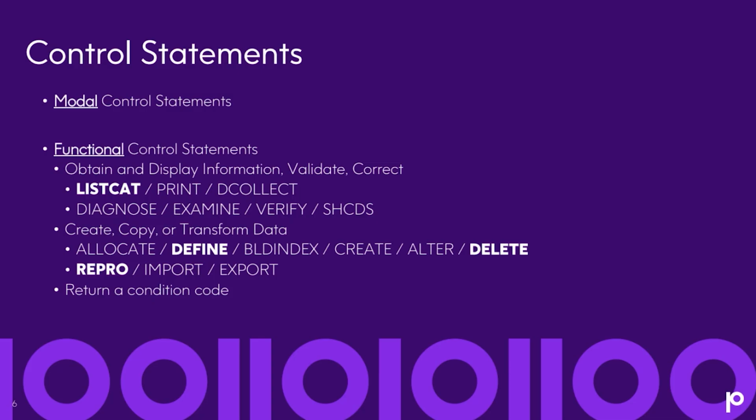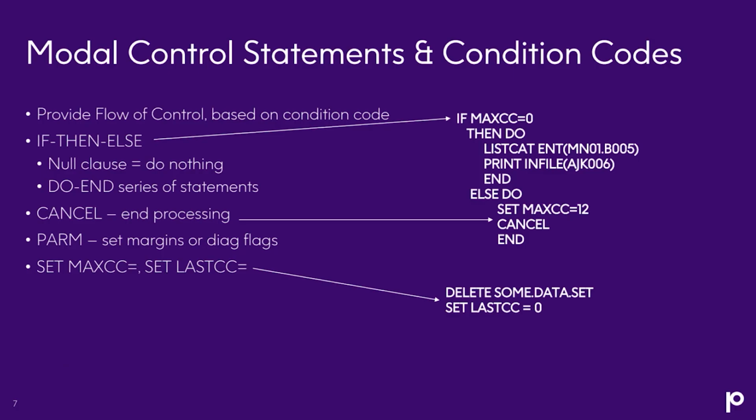But of the functional control statements besides LISTCAT, the big three are DEFINE, DELETE, obviously to delete any data set I'm interested in, and REPRO, which is really the VSAM copy utility. There are other copy utilities you can use in the system, of course, the sort and so on, but REPRO is certainly the one for IDCAMS that you think of as most commonly used. Okay, so just to talk briefly about the modal control statements. They provide flow of control. This is IF THEN ELSE, CANCEL, and SET, really, to set the condition code.